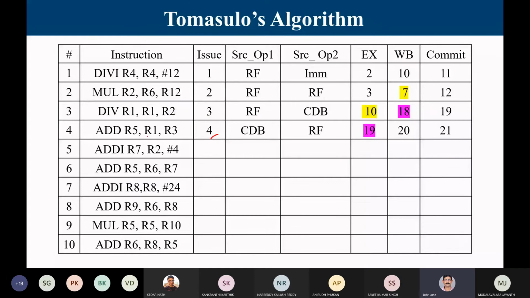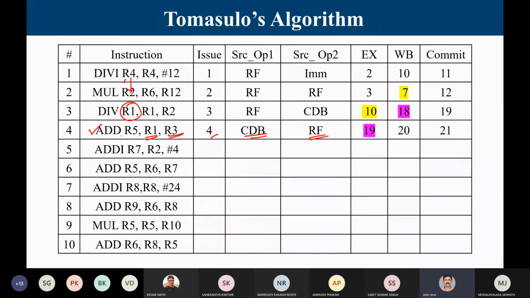Now, where is R1? At clock cycle number 4, I know that R1 is going to be released by the CDB only, because R1 is yet to be updated. So CDB. What about R3? Nowhere is R3 used, so I can take R3 from the register file. Now, how long do I have to wait? Here, the adder is free. No other instruction is scheduled in the adder. So the functional unit is ready.